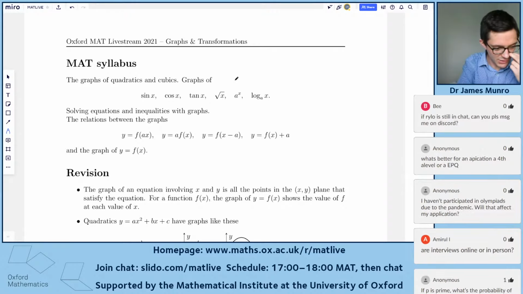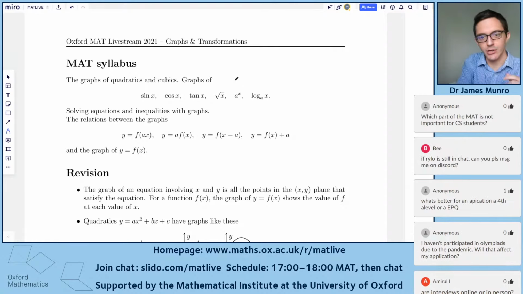So computer science students, I'm trying to pick out the easy questions as I approve them in chat. Computer science students don't do questions 3 and 4 on the MAT. You do questions 6 and 7 on the MAT. The long questions are still worth 15 marks and the short questions are still worth 4 marks.